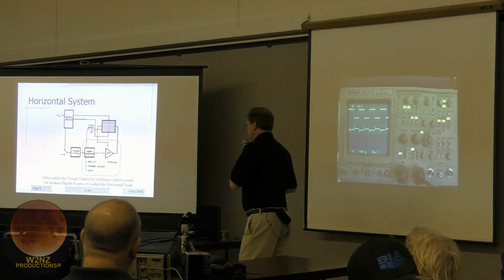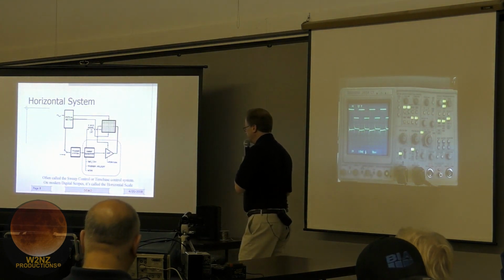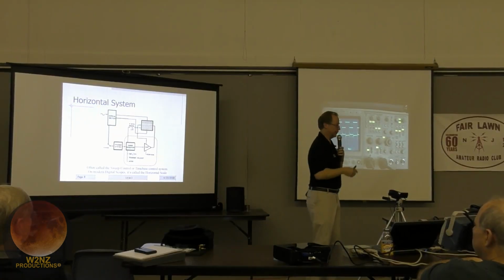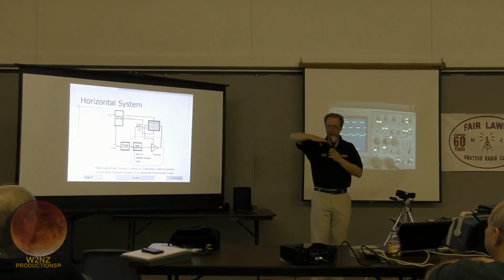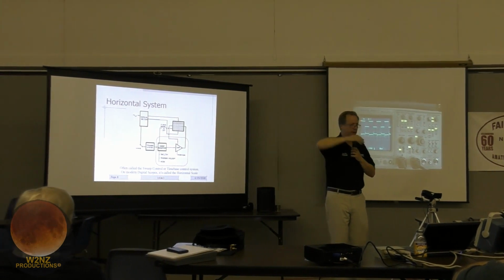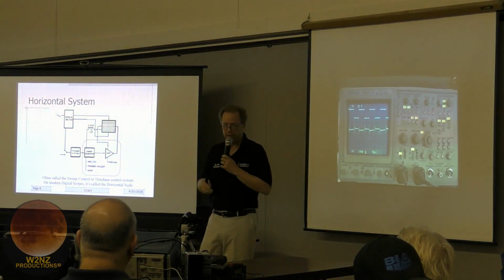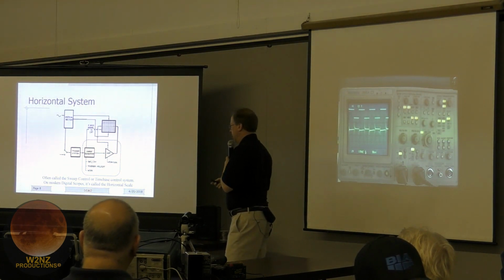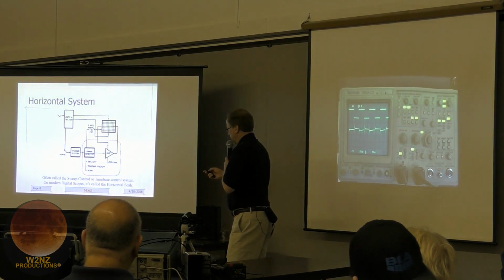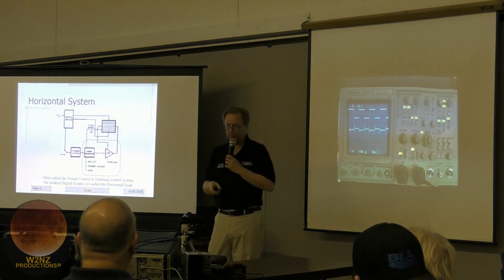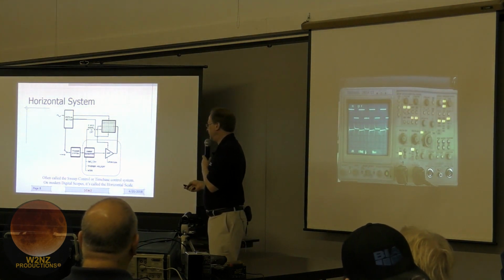So let's talk a little bit about the horizontal system. The horizontal system is going to be responsible for moving the sweep across the display. Right? Because the vertical system controls sensitivity and everything that's going on vertically. But you've got to move that beam across the screen to actually trace out what the waveform is doing. So that's going to basically set the voltage across the horizontal deflection plates to move the trace across.